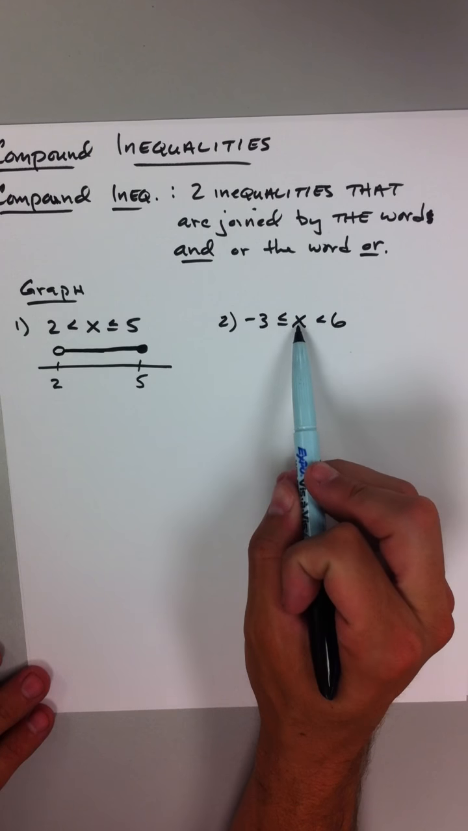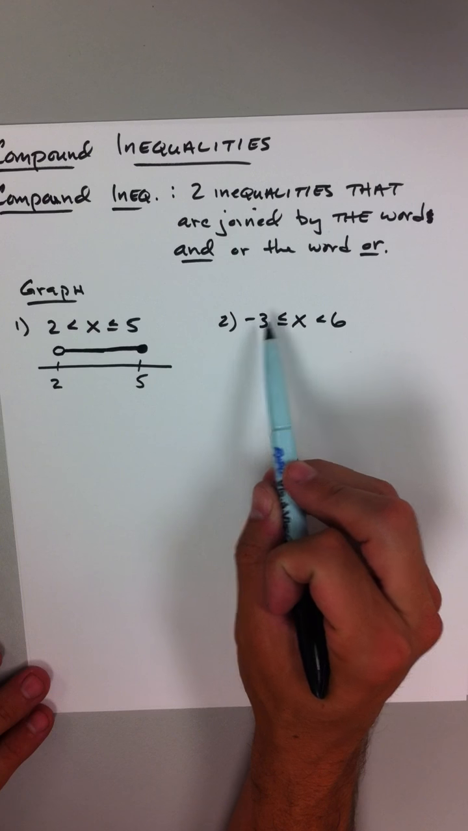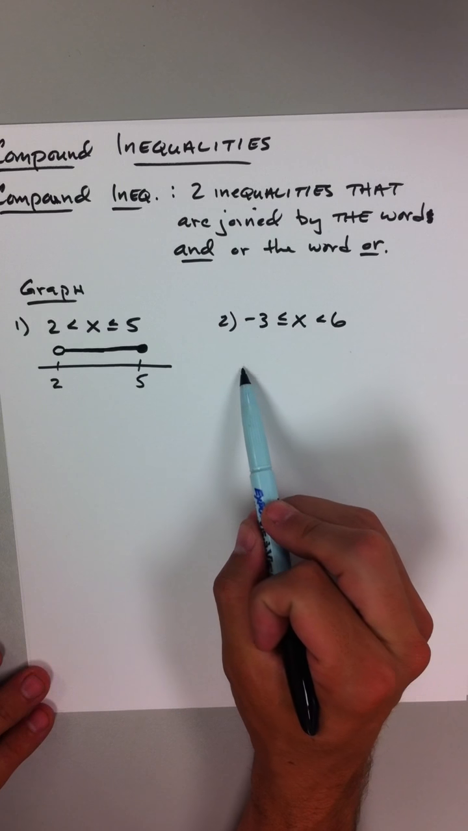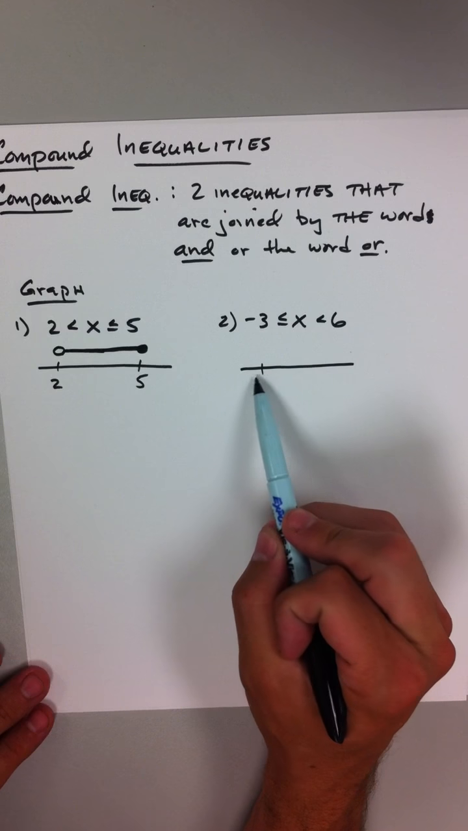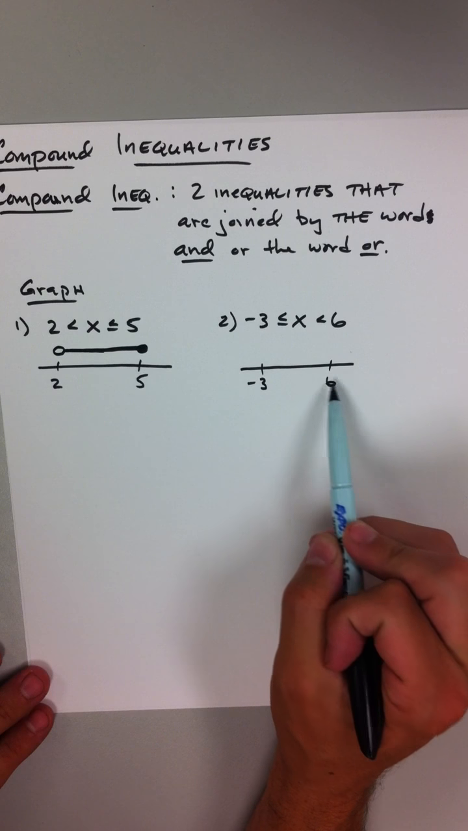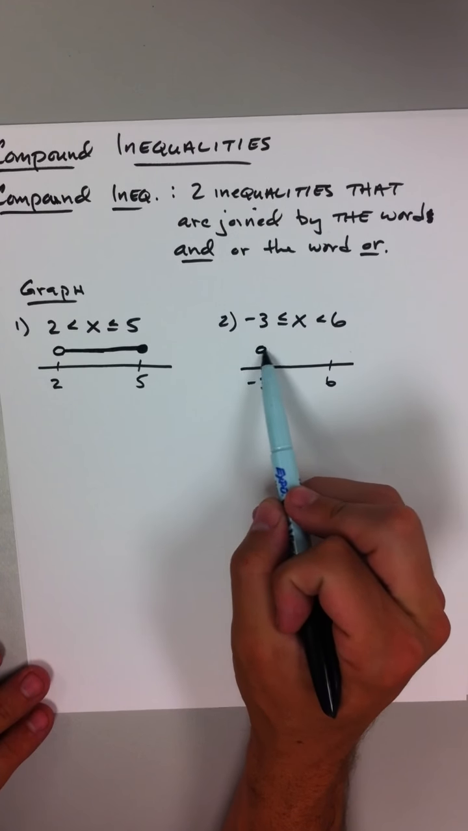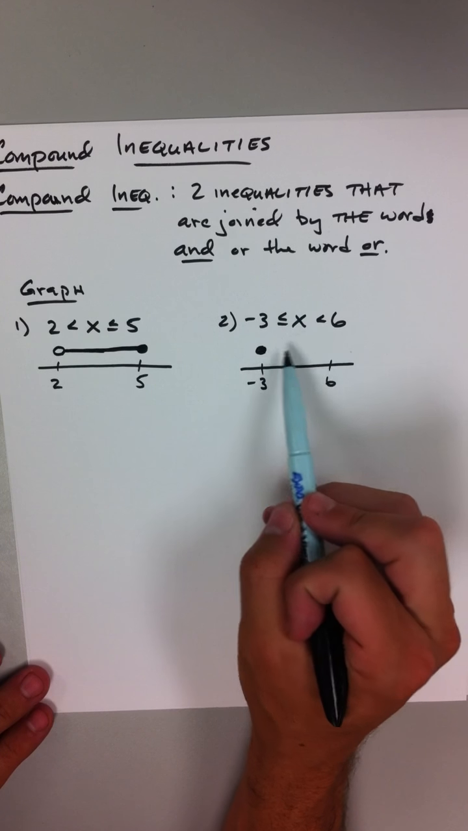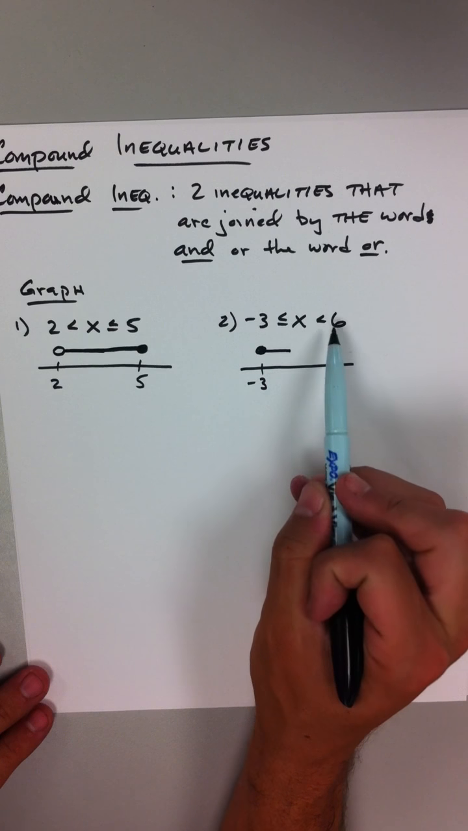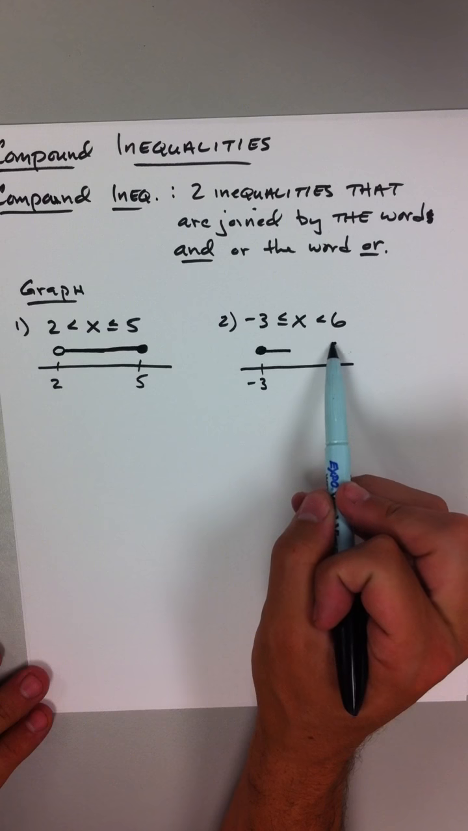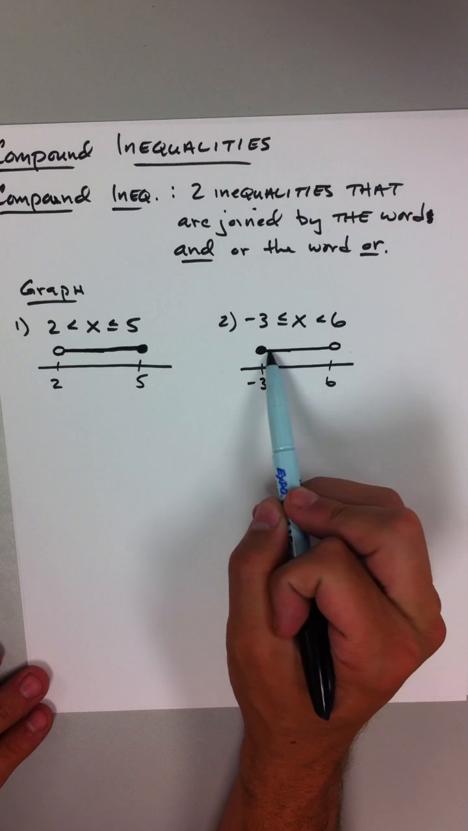Okay, so the way you say it is x is greater than or equal to negative 3 and less than 6. So I want all the numbers that are greater than or equal to negative 3 and less than 6. So I go closed circle for the less than or equal to. It's all greater than that. And over here it's less than 6, so it'll go here. So there you go.